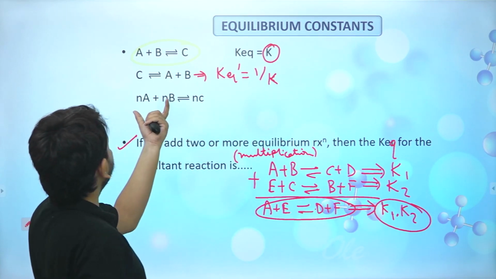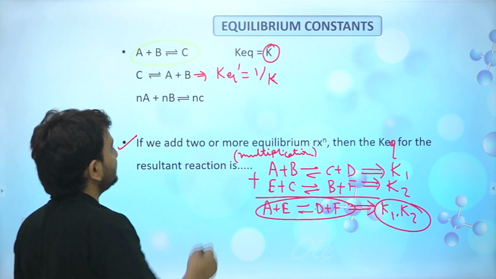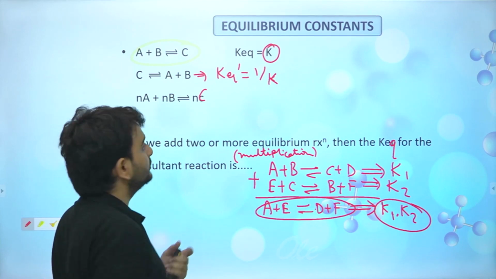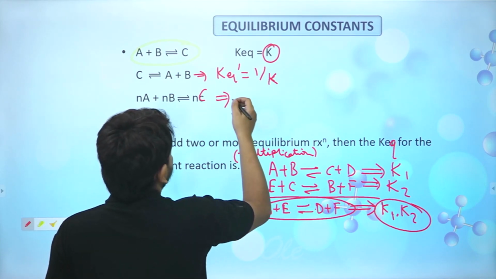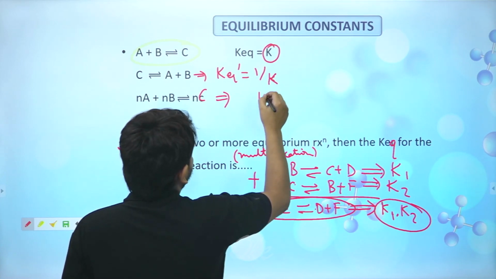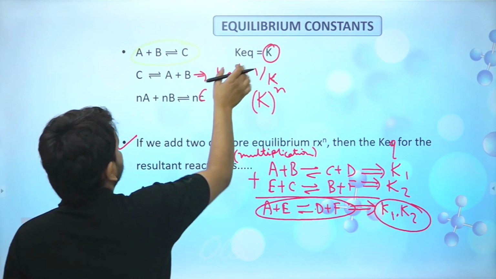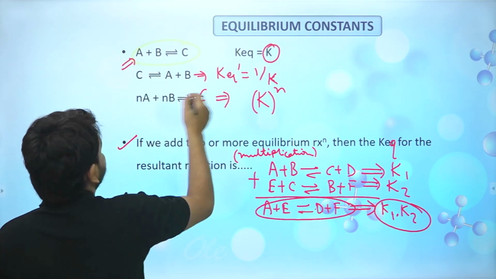For example, if we have Na plus Nb giving Nc, so if this has the equilibrium constant K for this, guys, don't you think it will become K raised to the power n, because we are adding this first reaction n times?